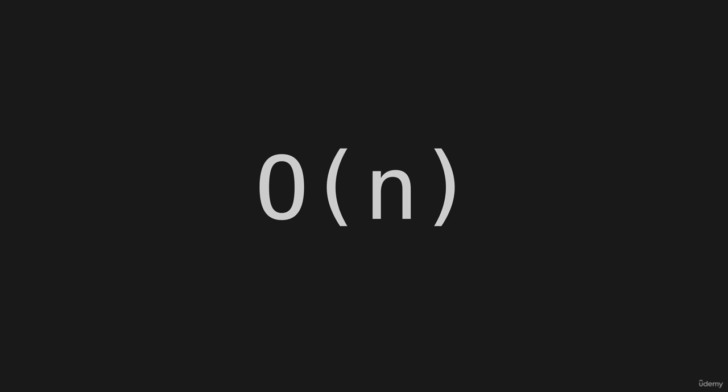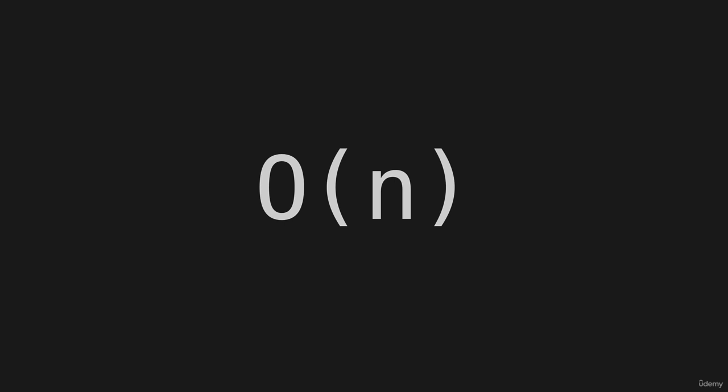So now we're going to look at our first big O, which is O of n. And I start with O of n, not because it is the most efficient or the least efficient, but because I think it's the easiest one to get your head around.